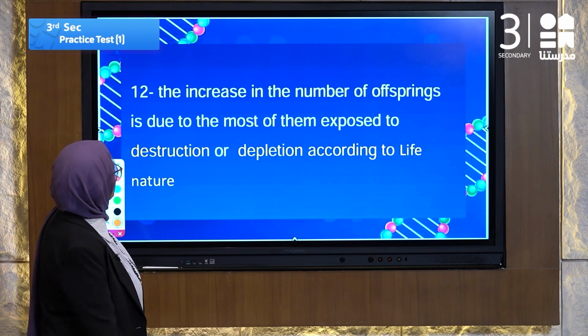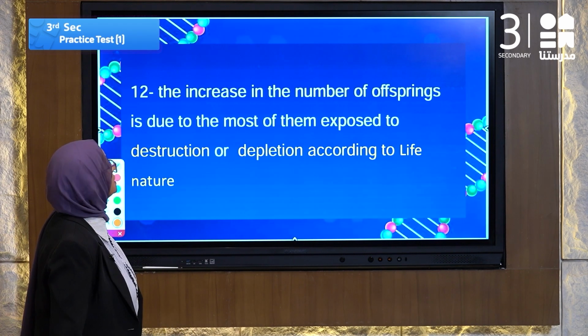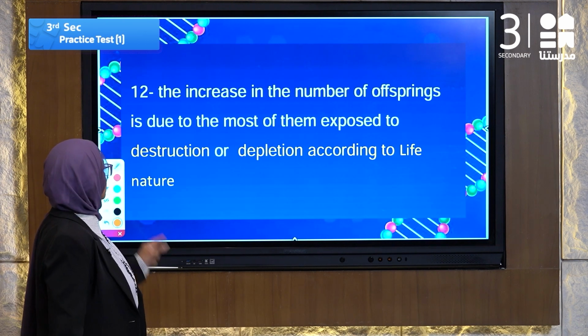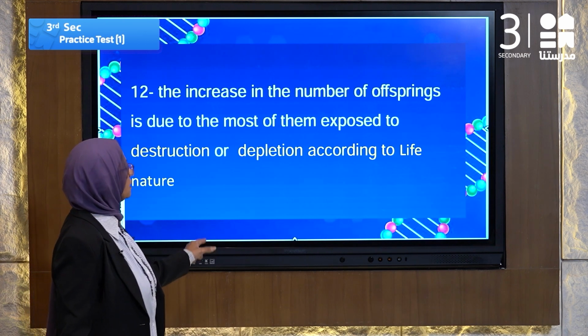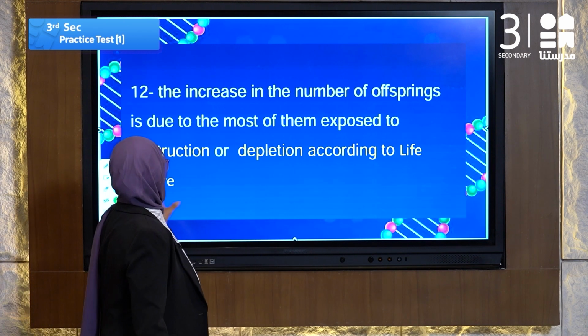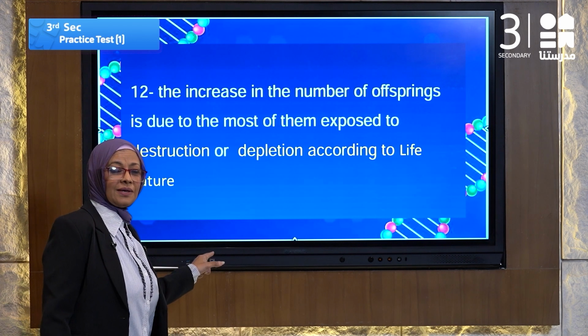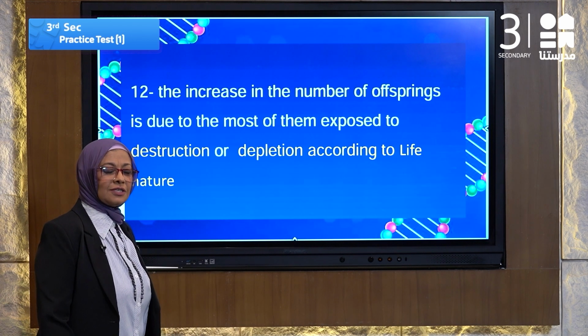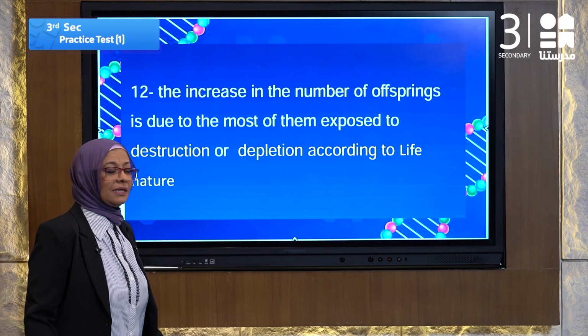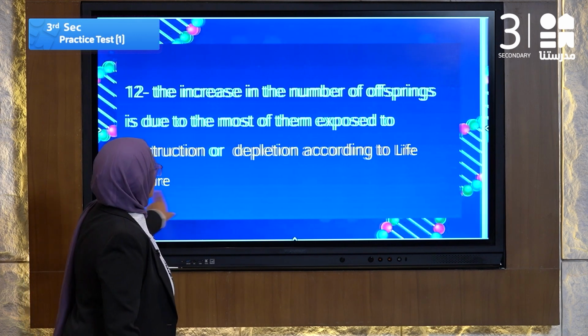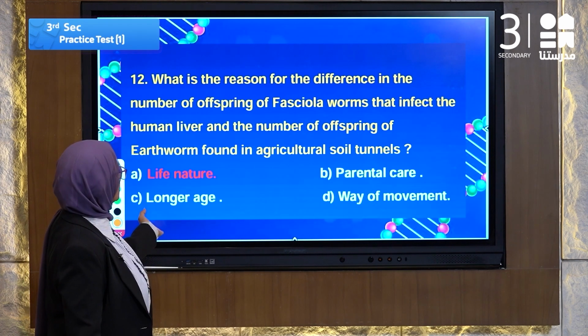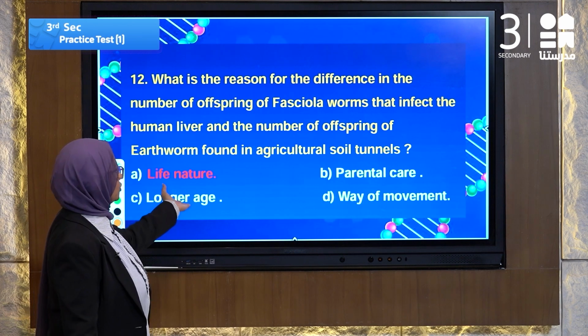Okay, the increase in the number of offspring is due to most of them being exposed to destruction and depletion, according to the life nature. Here is the answer. The answer is about the life nature. So the answer is number A, life nature.